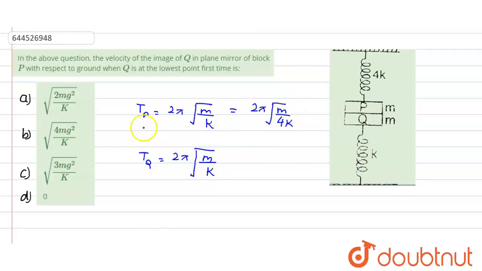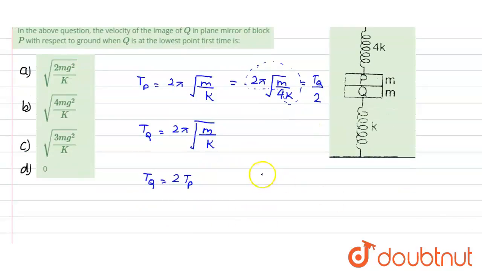So we can say that TQ would be twice the time period of TP, because under root 4 would be equal to 2 in the factor. So TQ would be equal to twice of TP.